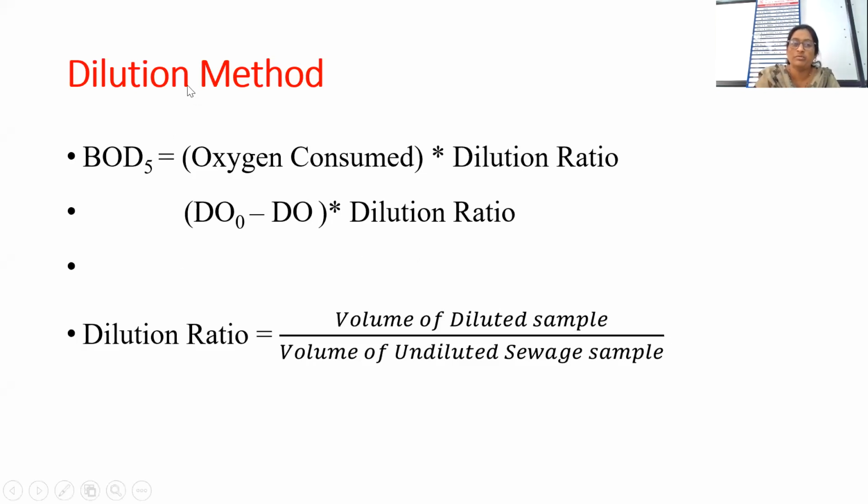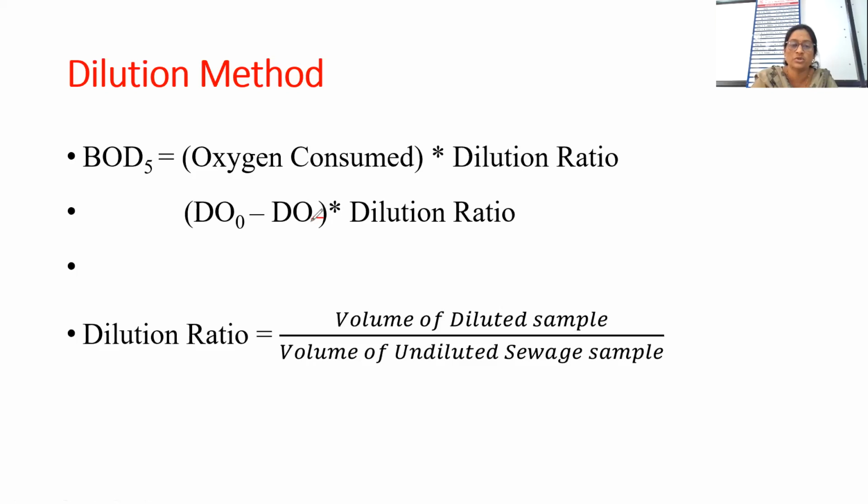And what is the formula to measure BOD by using the dilution method? Simply, BOD5 is equal to oxygen consumed into dilution ratio. Or oxygen consumed, in what way is it written? DO0 minus DO5. So please correct this. Everybody is requested to please make this correction over here.